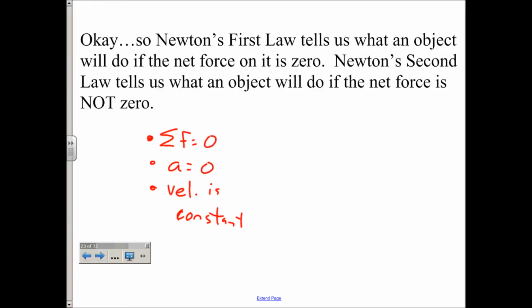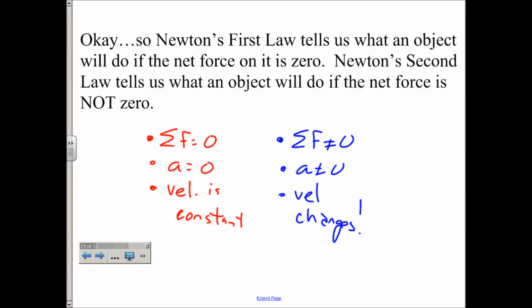From that, we were able to figure out that if your net force is not zero, then your acceleration won't be zero, and the velocity will change. All right? So this then raises the question, well, if your net force isn't zero, then your acceleration isn't zero, but what is it? Okay? And that's what Newton's second law tells us. Newton's second law tells us what an object will do if the net force is not zero. So that's what we're going to focus on here today.